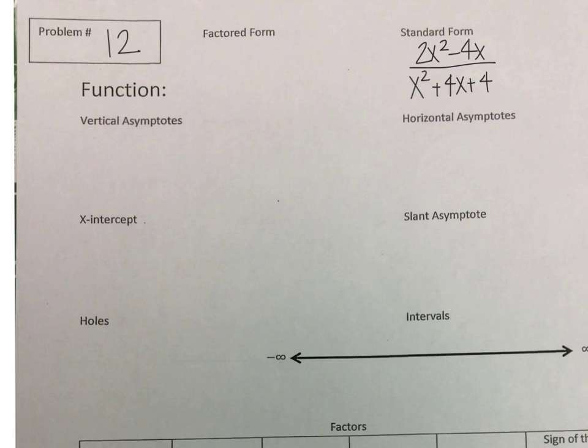So I wanted you guys to see another example. I actually am going to do problem 12 from your homework. Problem 12 from your homework was 2x squared minus 4x divided by x squared plus 4x plus 4. The very first thing we need to do is factor this.